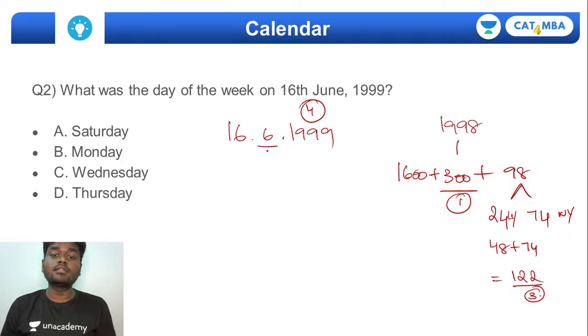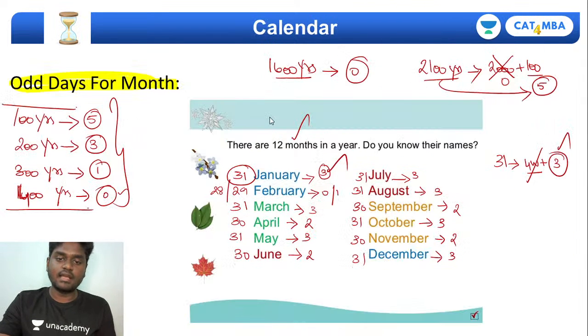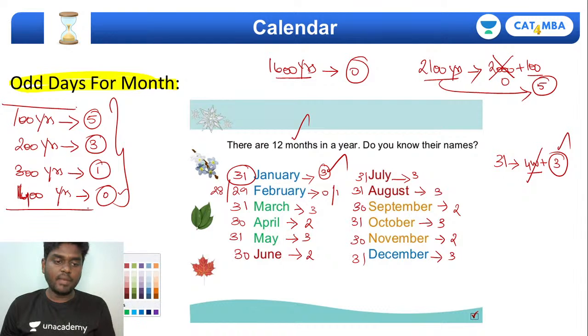Quickly go for the month. For the month also, you need to do n minus 1. n minus 1 means till May. That is, till May you need to see. I'll quickly take you to this slide actually. So n minus 1 means if it is June, till May you need to see.